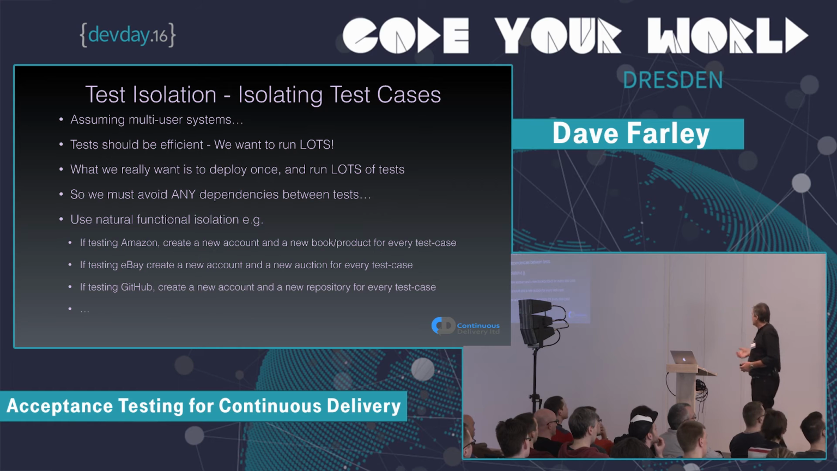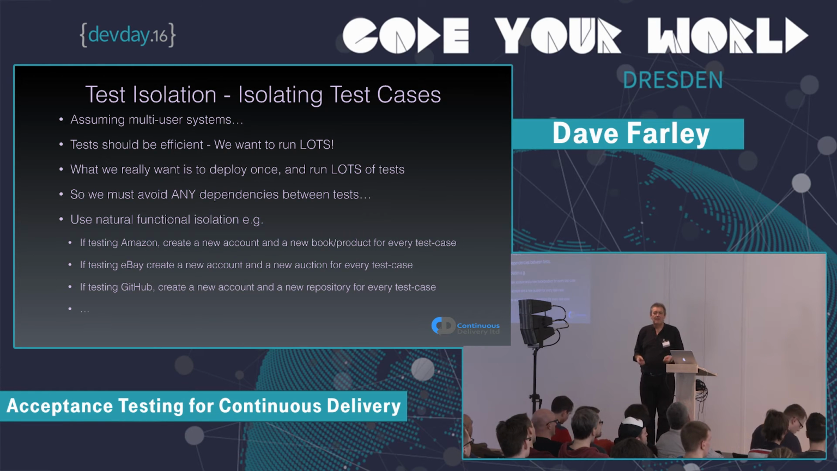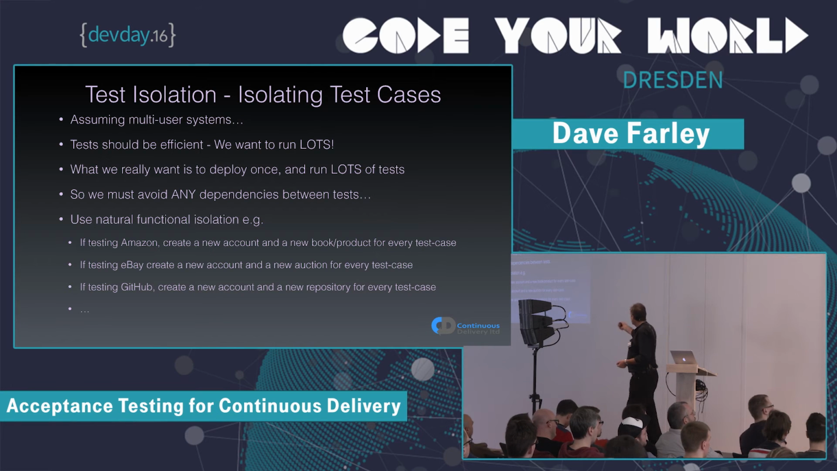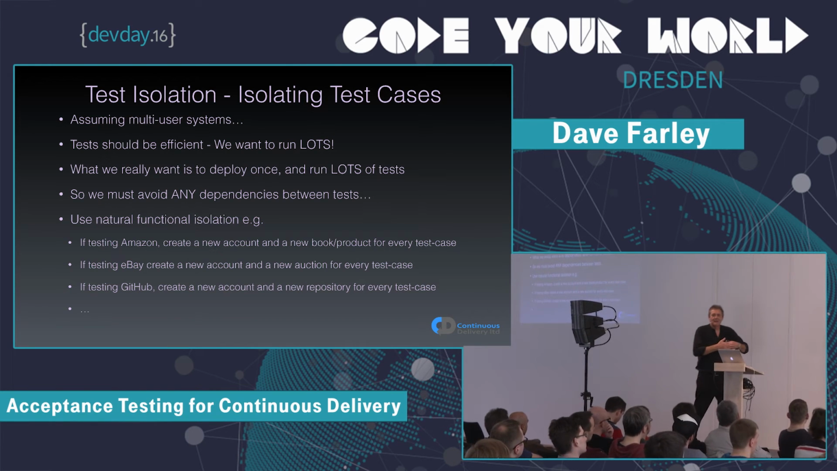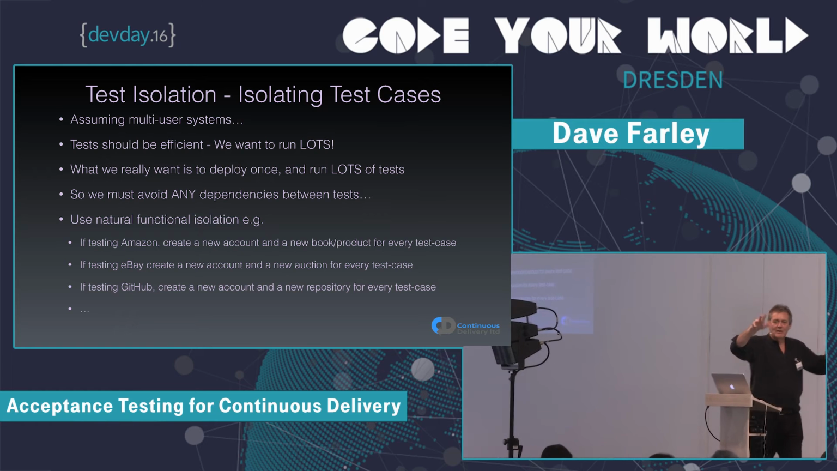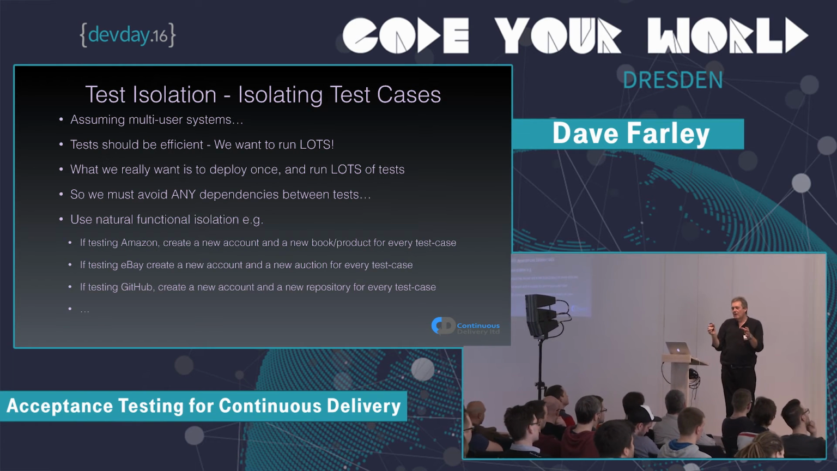So in this example, if you're testing Amazon, you create a new account and a new book for every test case that you run, pretty much. If you're eBay, you create a new marketplace and an account for every test case. And if you're testing GitHub, you create a new repository and an account for every test case. So every test case starts by creating an account and whatever else it needs to isolate it from everything else. That way you've got quite a lot of control.